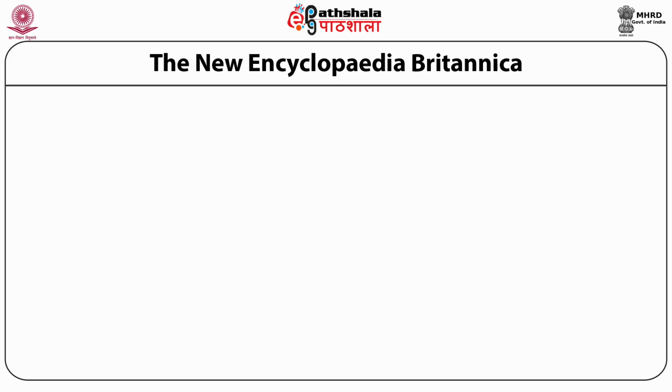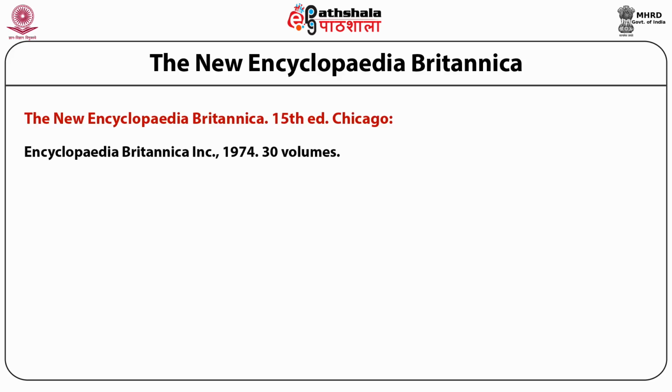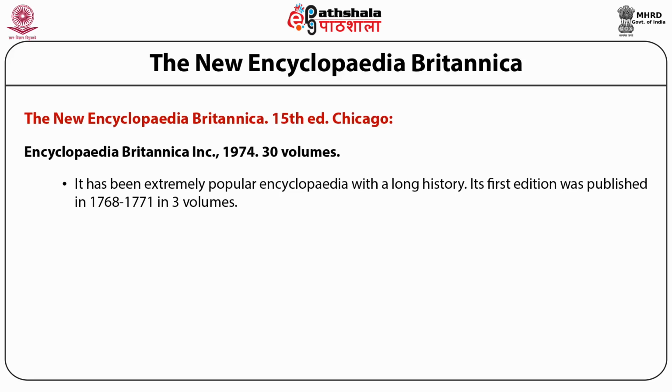Let's now take an example of a general encyclopedia. It's one of the most famous encyclopedias and it's seen in almost all the major libraries of the world. This is the New Encyclopedia Britannica, the 15th edition of the same, which is published from Chicago, and it is available in 30 volumes. It has been an extremely popular encyclopedia with a long history.